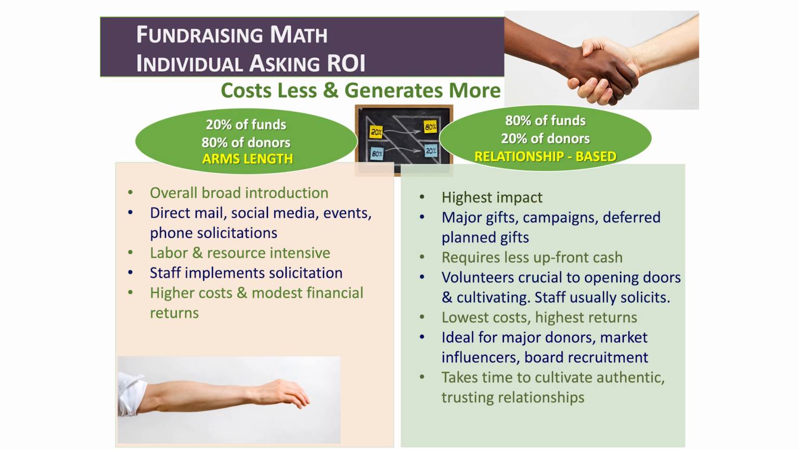And this is just more of a push about why individual giving is so important. The relationship base, that's your major donors, is on the right side of the chart. On the left side are your 20% of the funds, 80% of the donors, the smaller donors. On the right side, it's 80% of the funds, 20% of the donors. That's why the extra time, all that hand-holding, that cultivation, takes time, but it's well worth it, and it pays off.